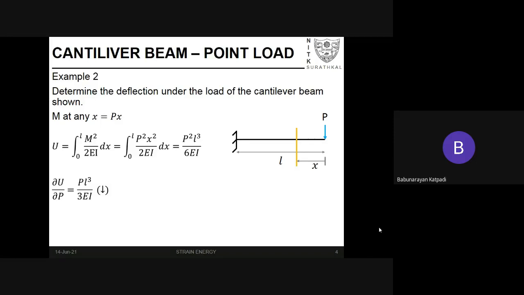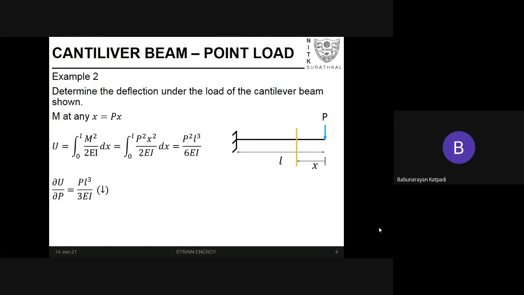And we know the strain energy in the beam can be got by integrating 0 to L M squared by 2EI dx. So here, since the moment is P into X, M squared will be P squared X squared divided by 2EI, where EI is the flexural rigidity of the beam itself, into dx. The constant terms come out, that is P squared by 2EI is a constant that does not participate in integration. Integral of X squared will be X cubed by 3, and substituting the limits, you will get U as P squared L cubed by 6EI.